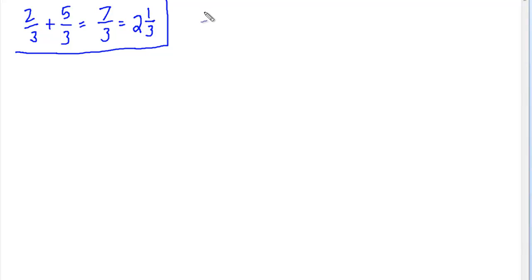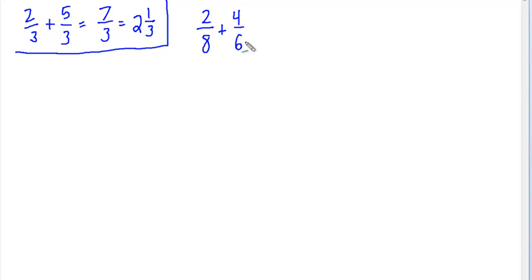But what happens when you have two fractions that do not have a common denominator? So here we have, let's go with, 2/8 plus 4/6. Now already we could probably reduce these, but I kind of want to have something that can reduce at the end, but you'll notice that these are not the same denominators.